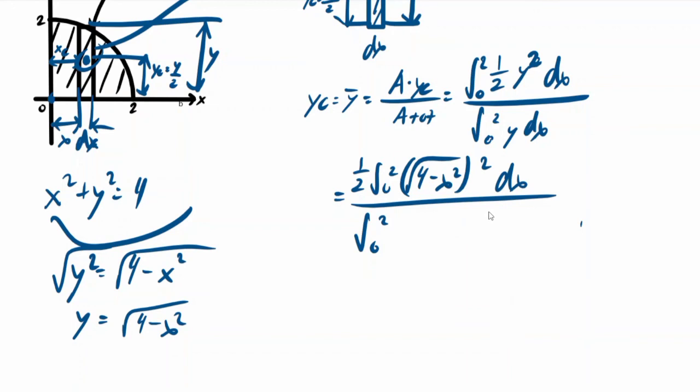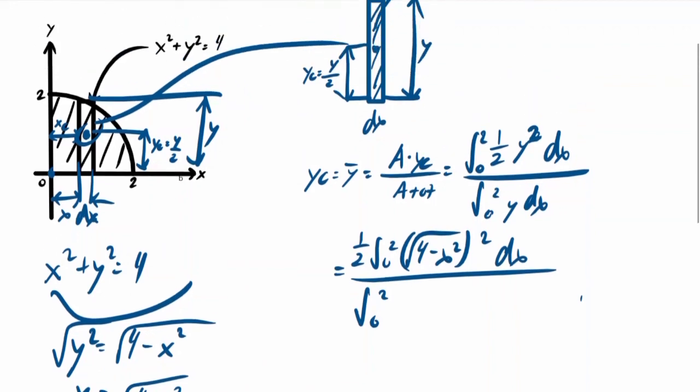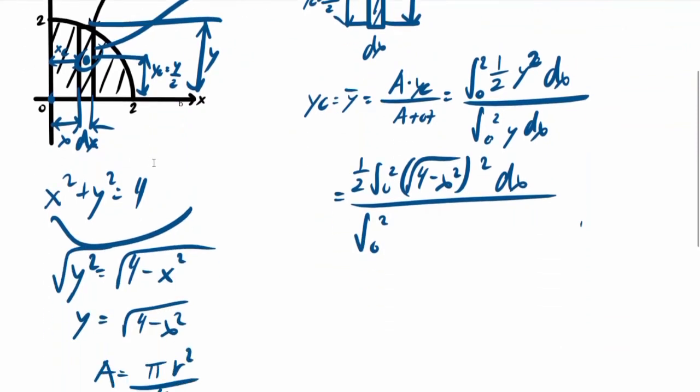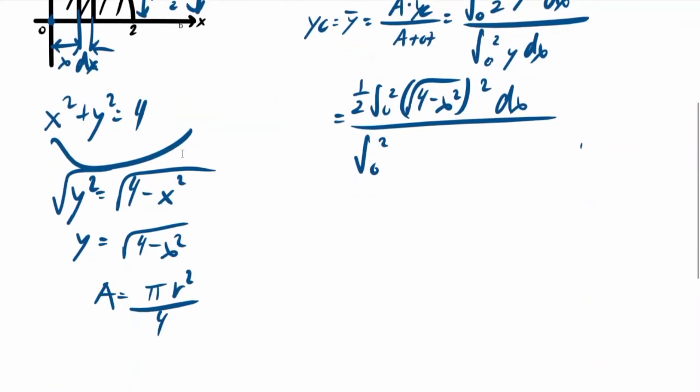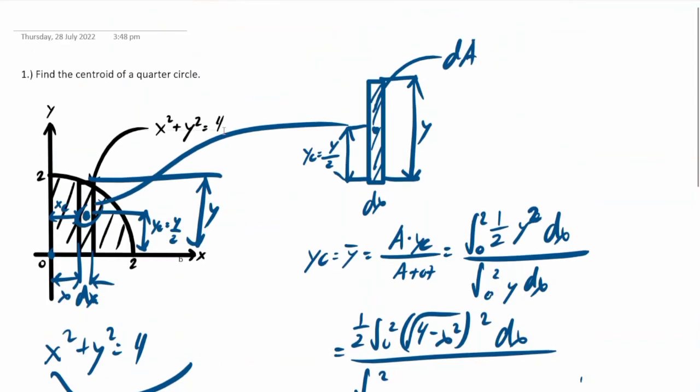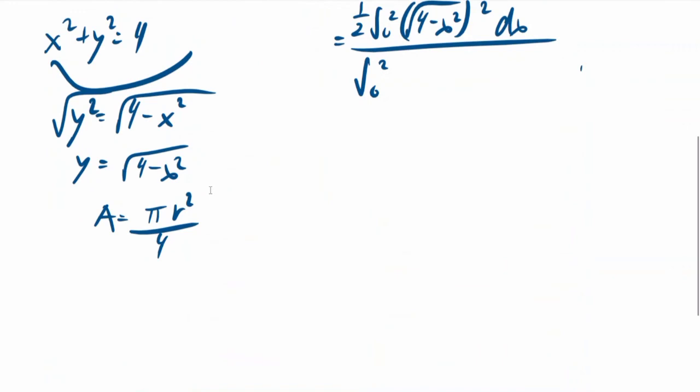But for the total area, since it's a circle, we are going to use pi r squared over 4. That is the area that we are going to use, since that is the formula for the area of a circle. And our r here is 4, right? Our r is 2, and since it's squared, it's going to be 4.